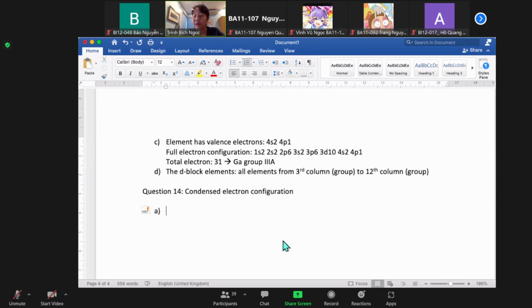You need to write the condensed electron configuration of Cs. You need to use the appropriate noble gas. Noble gas chính là khí hiếm, khí trơ đấy ạ.